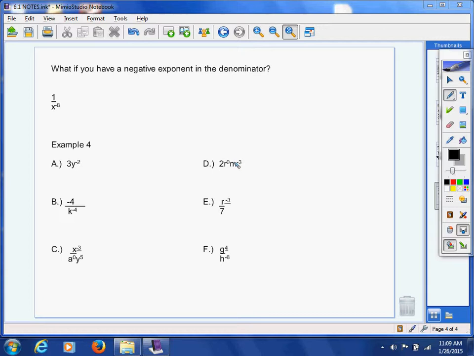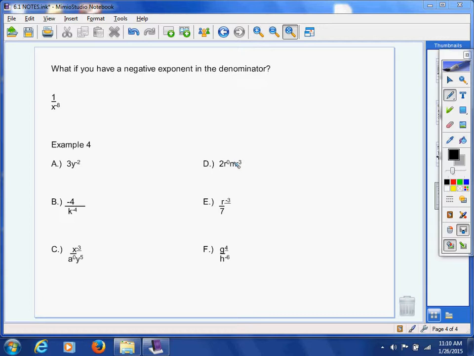We're learning about exponents and how to maneuver around zero exponents and negative exponents. And we are now on our very last example, example 4 in section 6.1. And my question for you is, what if you have a negative exponent in the denominator?